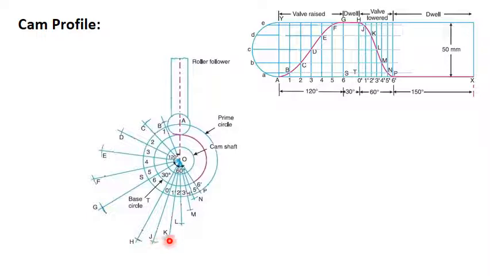Similarly, you will cut J, K, L. Say L is where? L is 3 dash and L. So from 3 dash you cut L, keeping the rounder here. Similarly, you cut M, N, and P has come on the baseline. So P will be exactly on this prime circle.